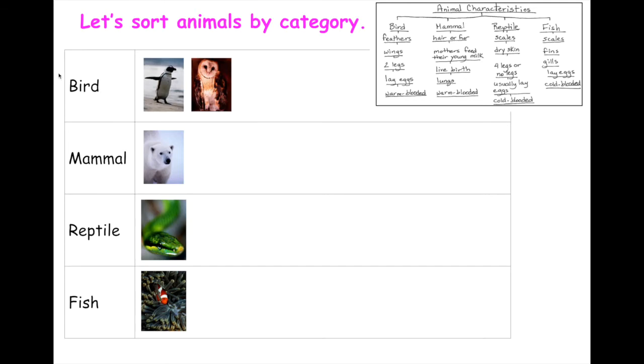And we have 1 category that already has 2 animals. That is our bird category. So let's keep going. We have a lot of data to work with when we go to make our charts.